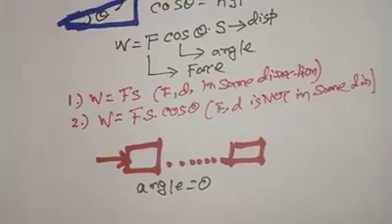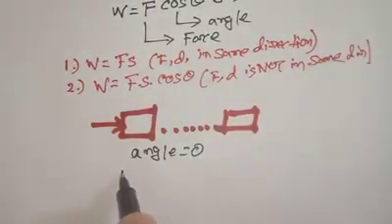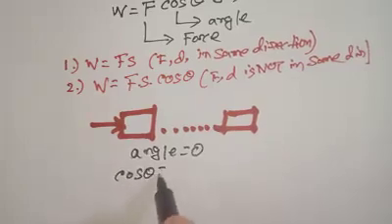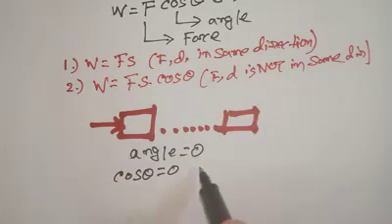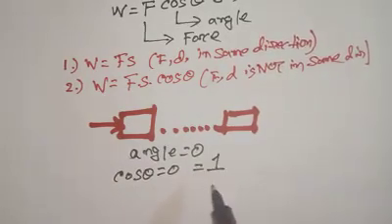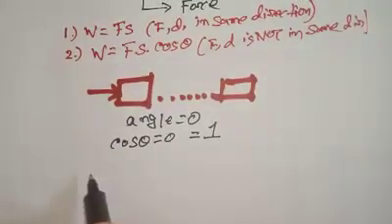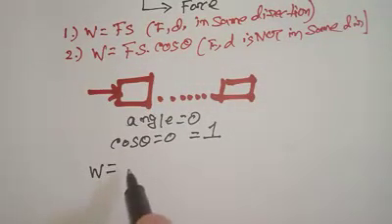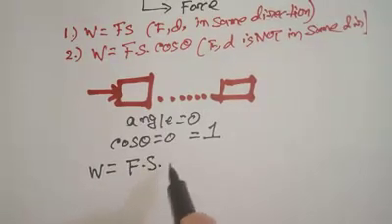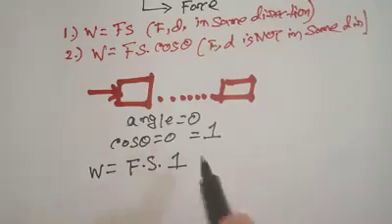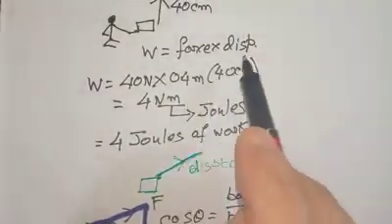But what is cos theta when theta is 0? The value of cos 0 is 1, right? So what happens in this case is that the work done that we get is Fs, that is the first formula, because cos theta is 1. So we got back to this one: force multiplied by displacement.